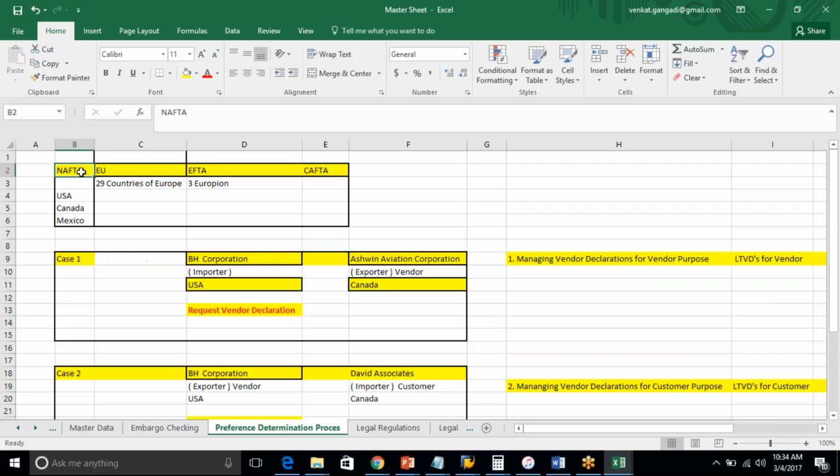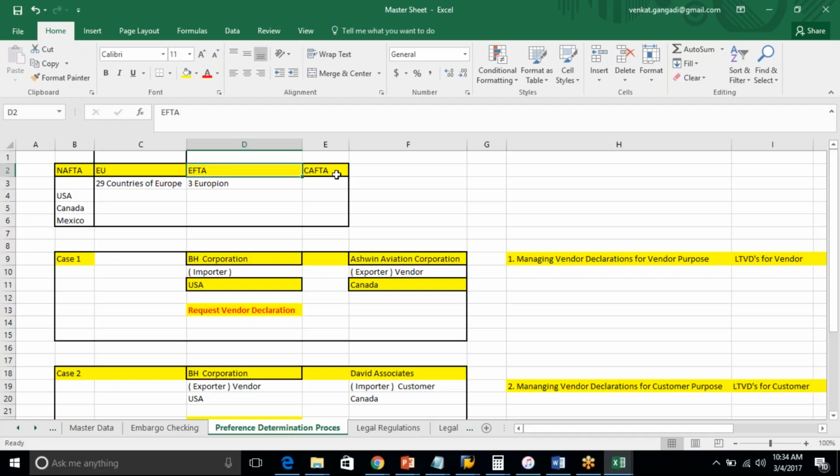So there are different free trade zones. One is NAFTA, which is between Canada, US and Mexico, and the European Union. It is between 29 countries. I think Britain has already exited, so maybe 28 countries. And there is another free trade zone called the European Free Trade Agreement, between some countries of Europe. That is a separate free trade agreement apart from the European Union.